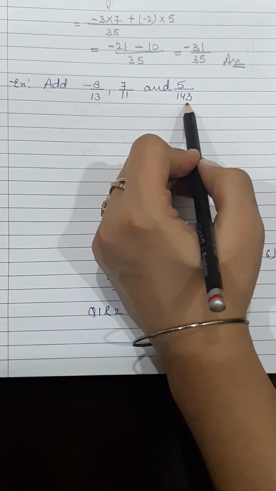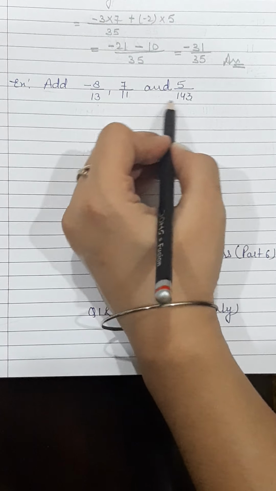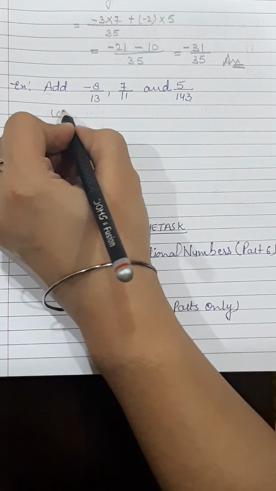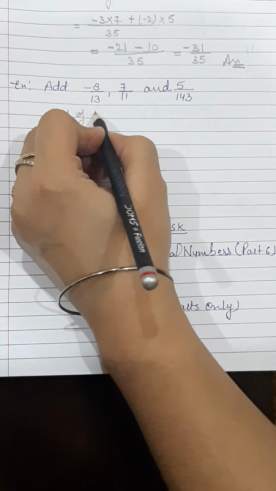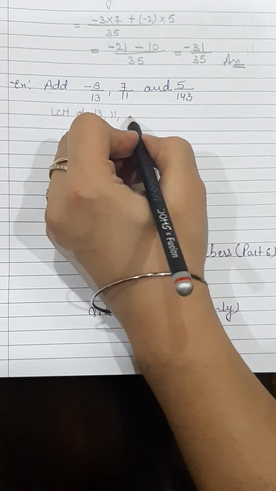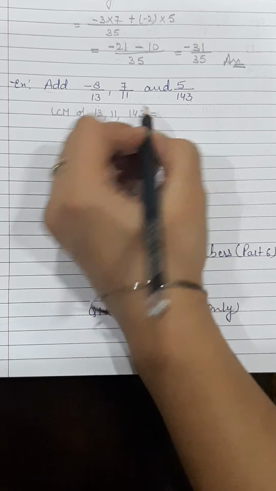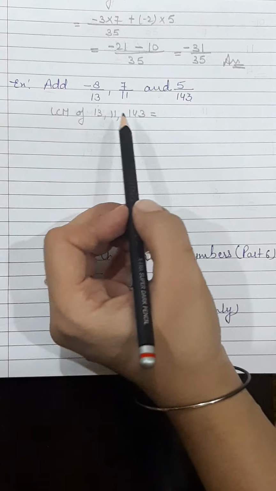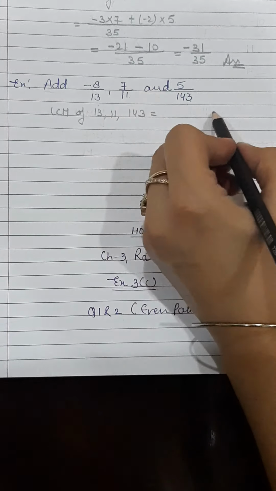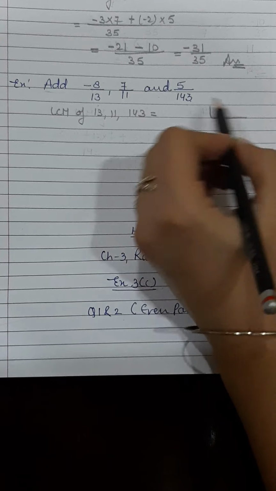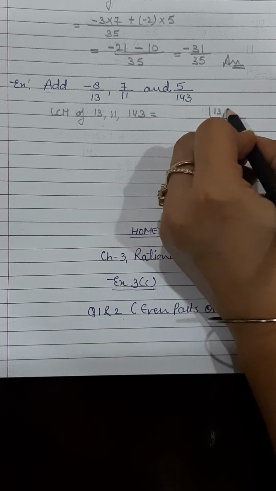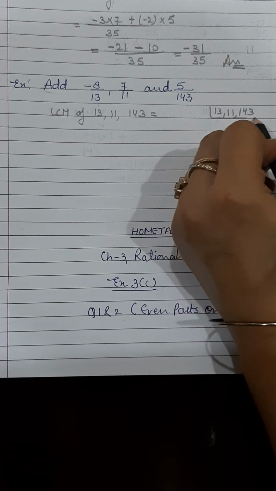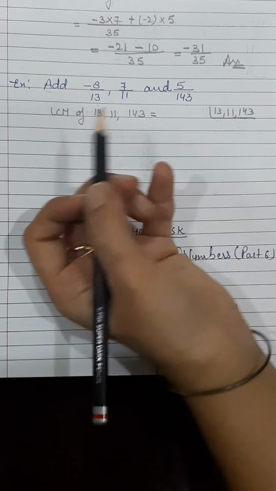by 143. So again denominators are different. So first you have to start with by taking LCM. LCM of 13, 11 and 143. What will be the LCM? If you have any confusion to find out the LCM, then you can make rough column and then find the LCM. Clear? That method you know.